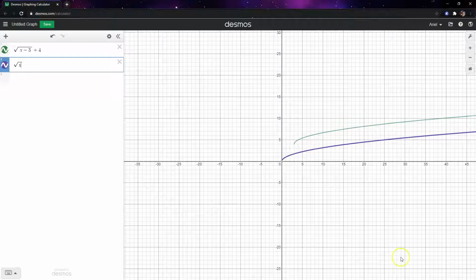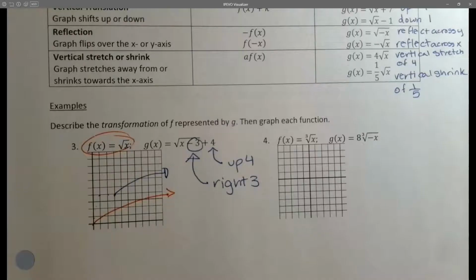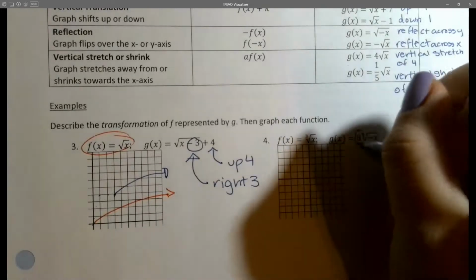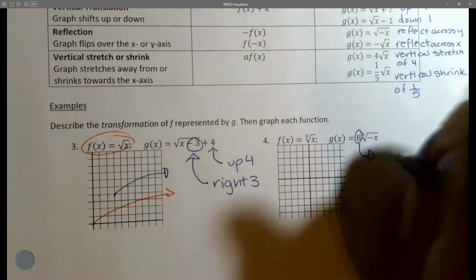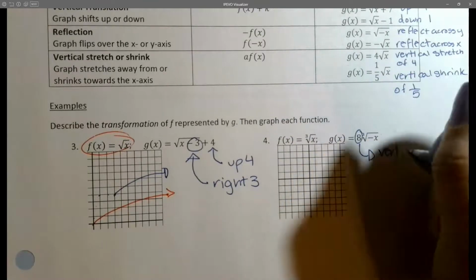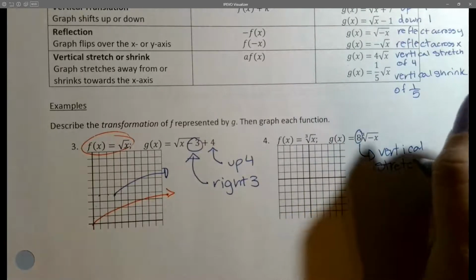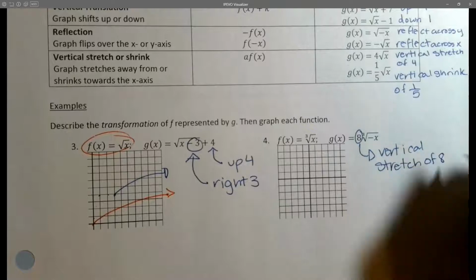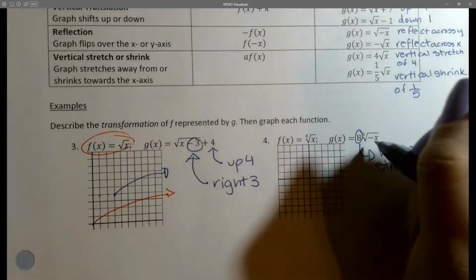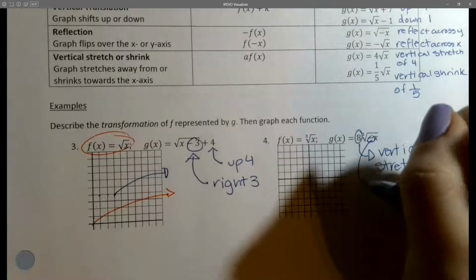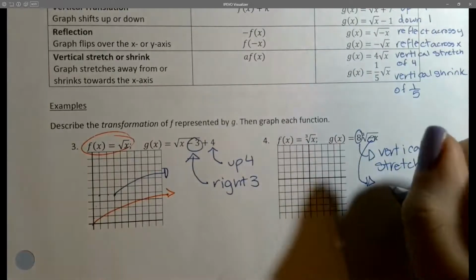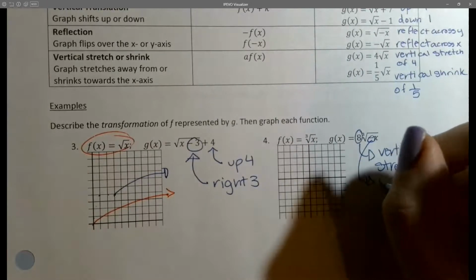Oh, I forgot to change my screens. If I take a look at number 4, this 8 outside is going to be a vertical stretch of 8. So that means it makes it skinny. And then the negative is a reflection on the y, or across the y-axis.